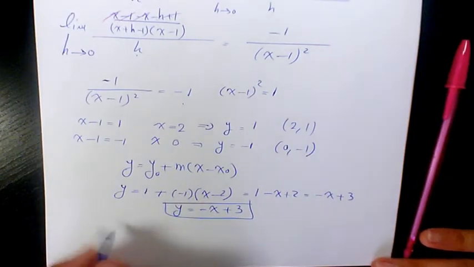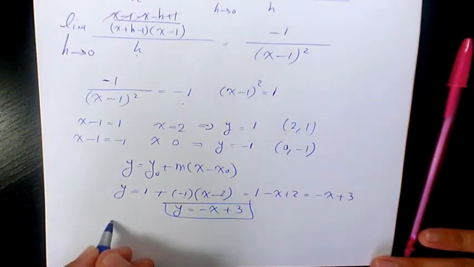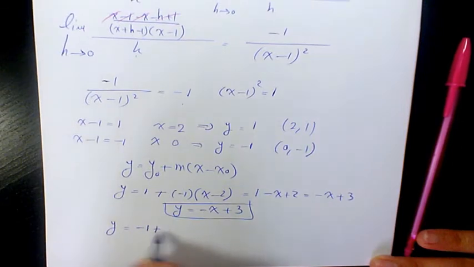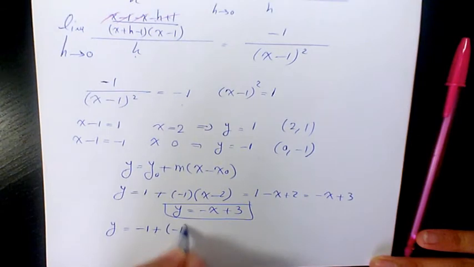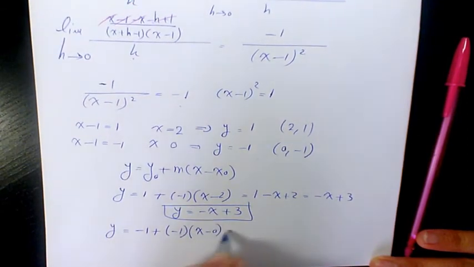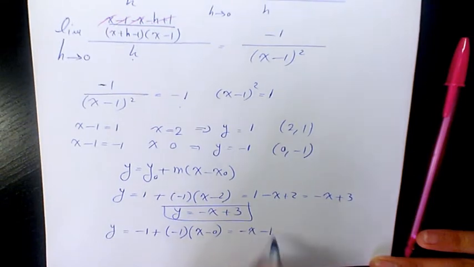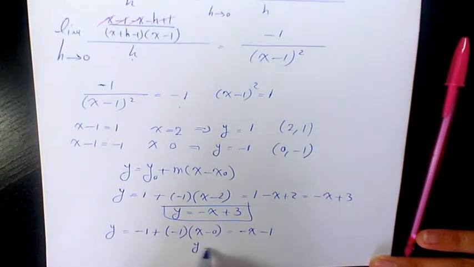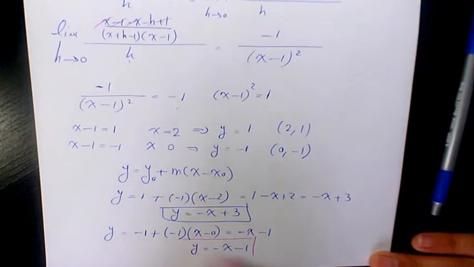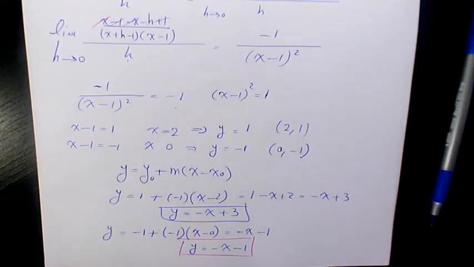The second one, for the second point, is going to be y equals y naught, which is -1, plus m, the slope, which is -1, times x minus x naught, which is x minus 0. So that's going to be -x and -1. So that's going to be y equals -x minus 1. That's the equation of the line.